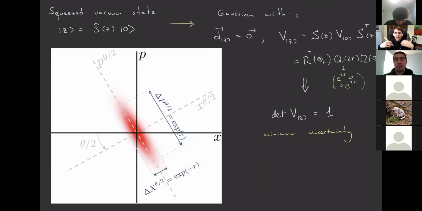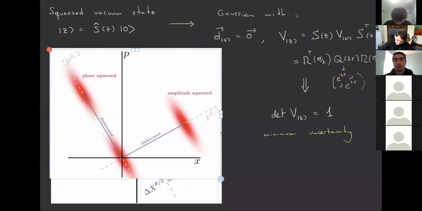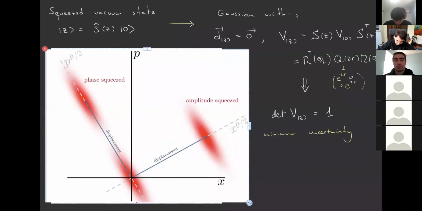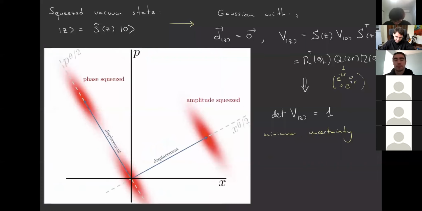Then, once we have a squeezed vacuum state, it's actually very easy to generate amplitude and phase squeezed states, and this is what I am showing here. In particular, once we have our squeezed vacuum state, if we apply a displacement operation, and we have already seen the displacement in the direction of p, then we get a phase squeezed state.